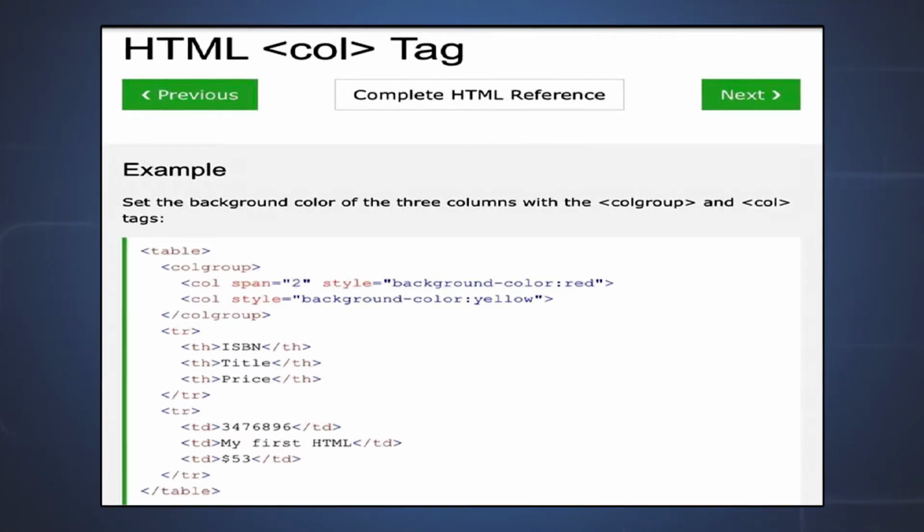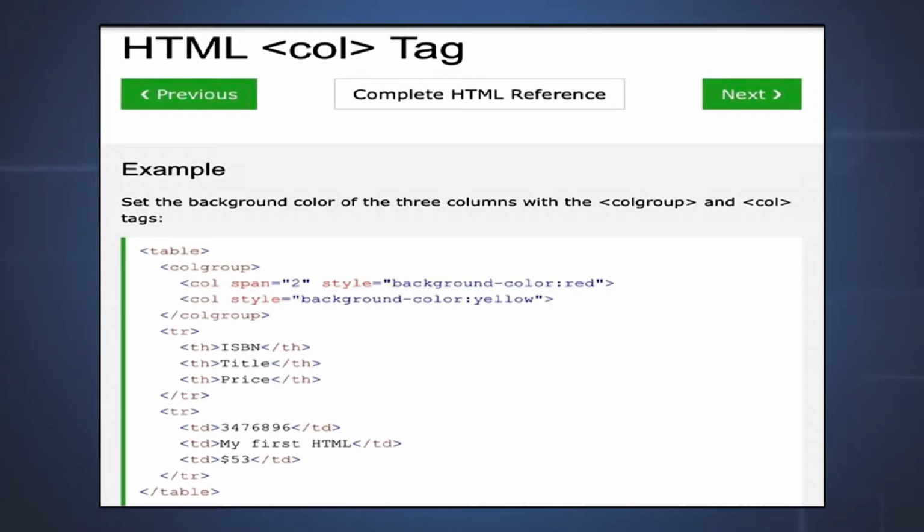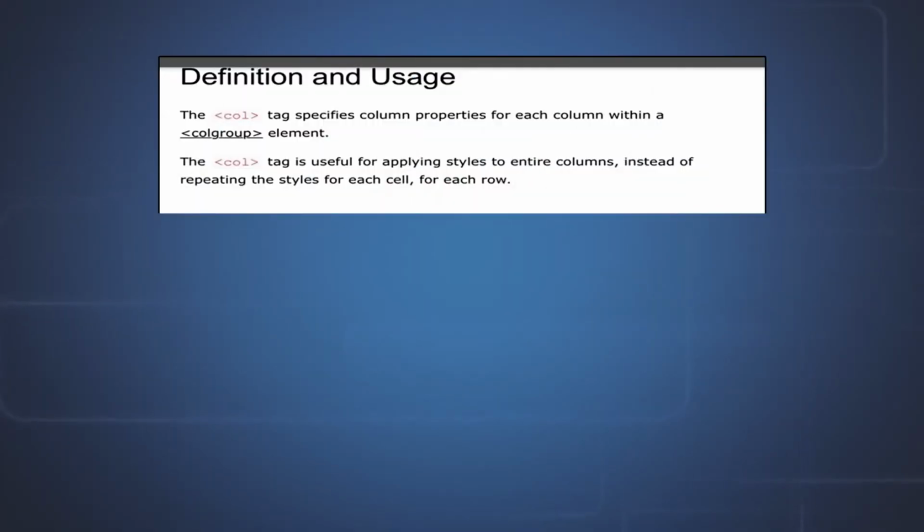Then to put data in each row, we use the TD tag, and everything is in between the table tag. When I say table tag, I mean both starting and ending tags. So this is one example of how to set the background color of 3 columns with the COLGROUP and COL tags. The COL tag specifies column properties for each column within a COLGROUP element.